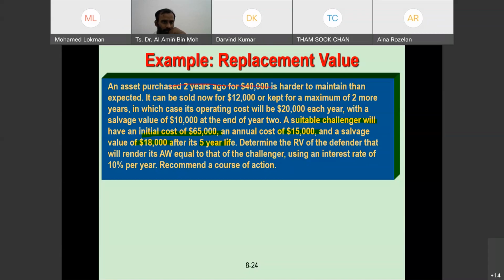But now we are talking about the P value, 12,000, or kept for a maximum of 2 years. For one more year, operating cost will be 20,000. Salvage value 10,000. So what you need to do, this is the rule of thumb: we are going to equate the annual worth of the defender and the challenger. So can we do it now?